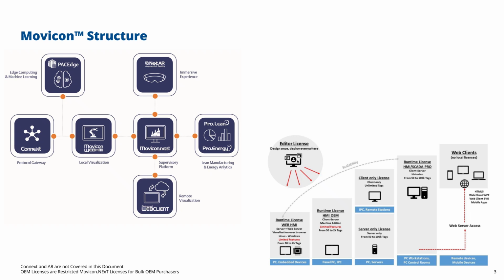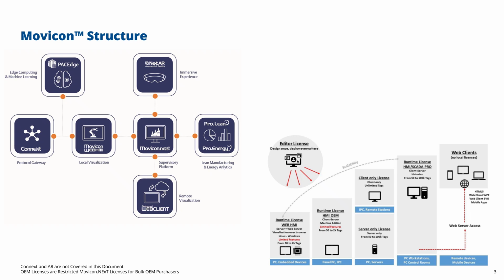Moving up, we have runtime licenses for OEMs. This is a cut down version of Movicon.NExT, and they are restricted for bulk OEM purchasers, but they're a great way of getting some of the Emerson Movicon benefits, but without paying for the full license. But there are restrictions. These would typically run on a full-blown Windows computer using a panel PC or an industrial PC. Then we have Movicon.NExT, which has a distributed client-server architecture, combining server licenses and client licenses, again running on Windows using IPCs and servers, and there's also a possibility for multiple different client types as well.